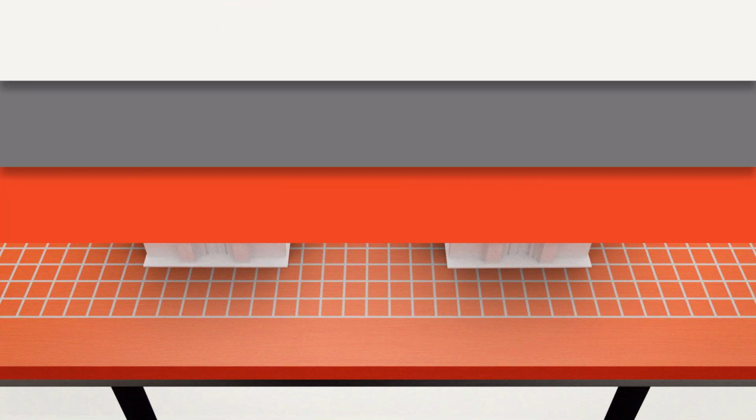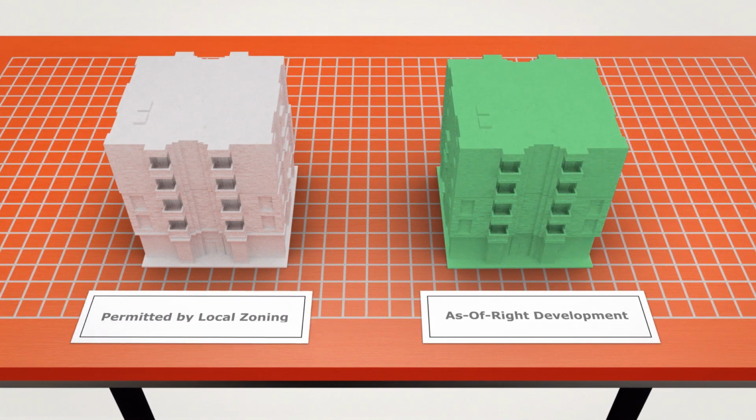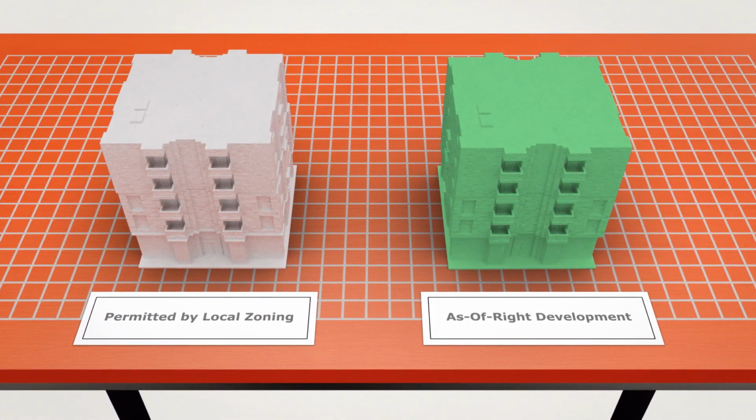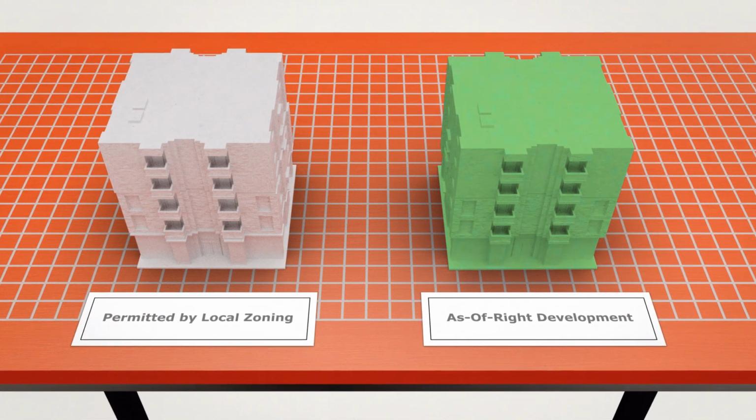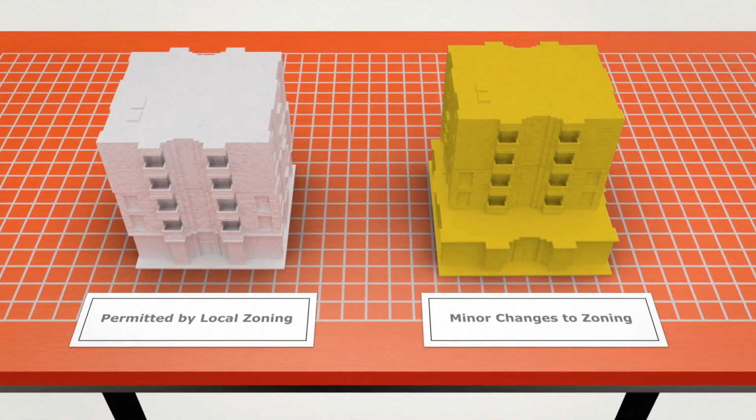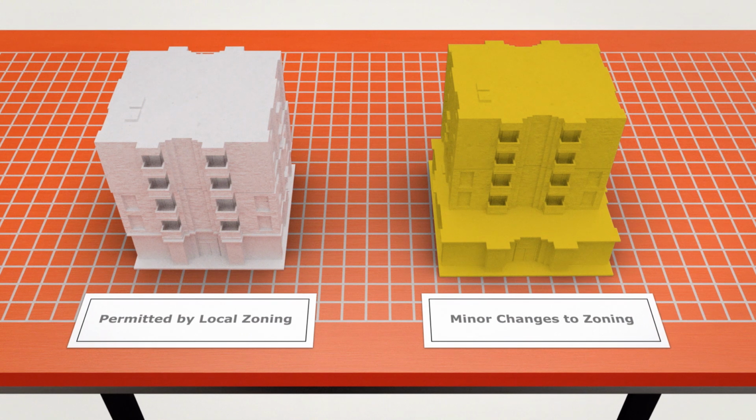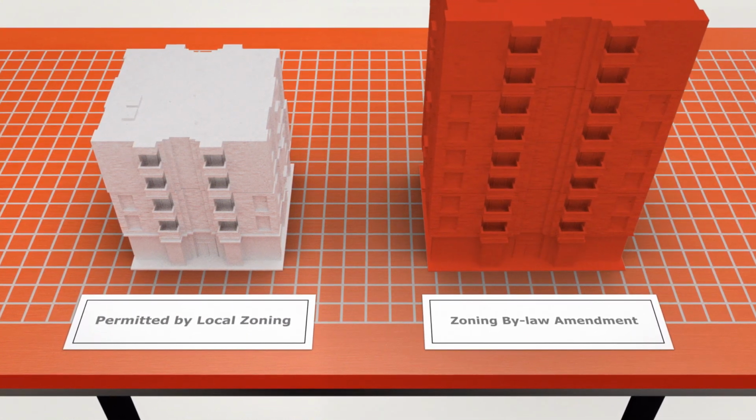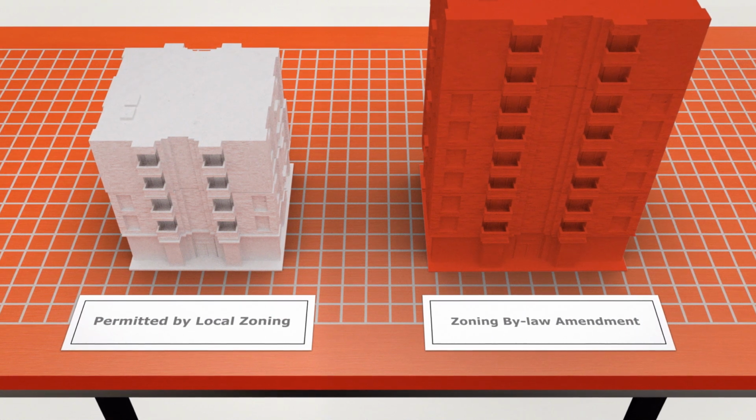If a proposed building fits within the existing zoning, then it can be built as of right without a public hearing or vote at City Council. However, if a building differs significantly from what the city has planned for your site, then more expensive and time-consuming amendments to the official plan or zoning bylaw are necessary.